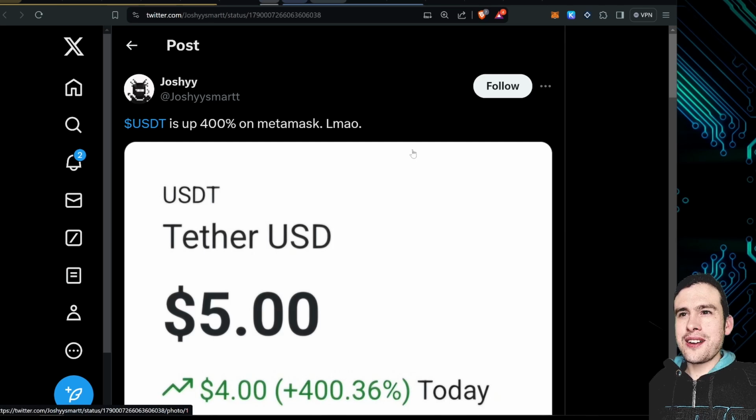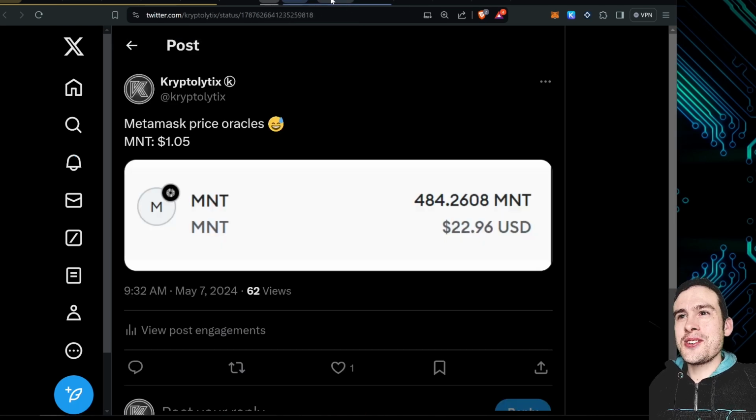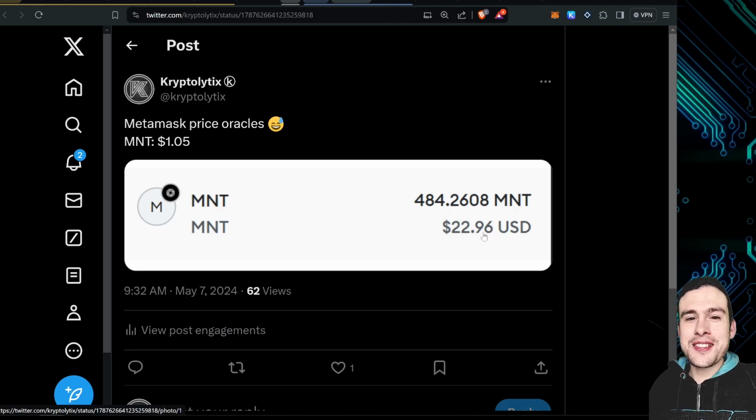And also, as far as MetaMask goes, look at this. USDT was actually up 400% on MetaMask. That's pretty crazy. What is that all about? I actually saw something similar a couple of weeks ago. I've got a bit of MNT sitting in my wallet, about 484.26. It says that's worth $22 or $23. I think MNT is around $1.05.